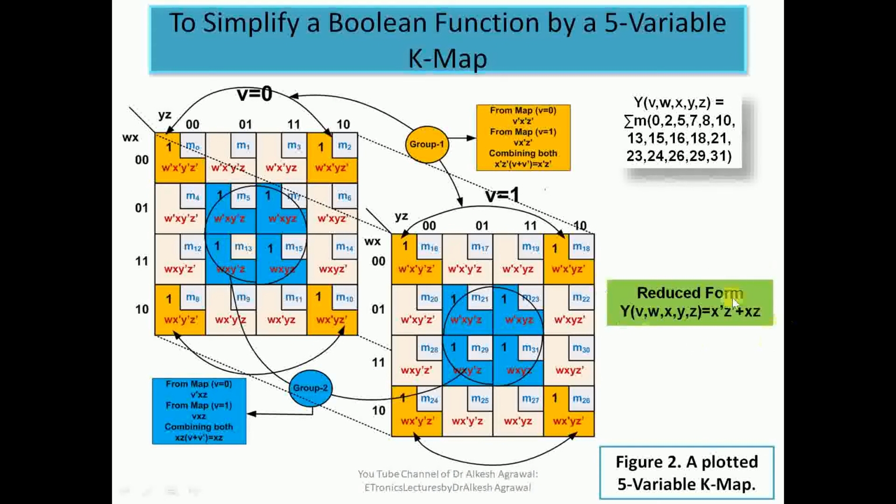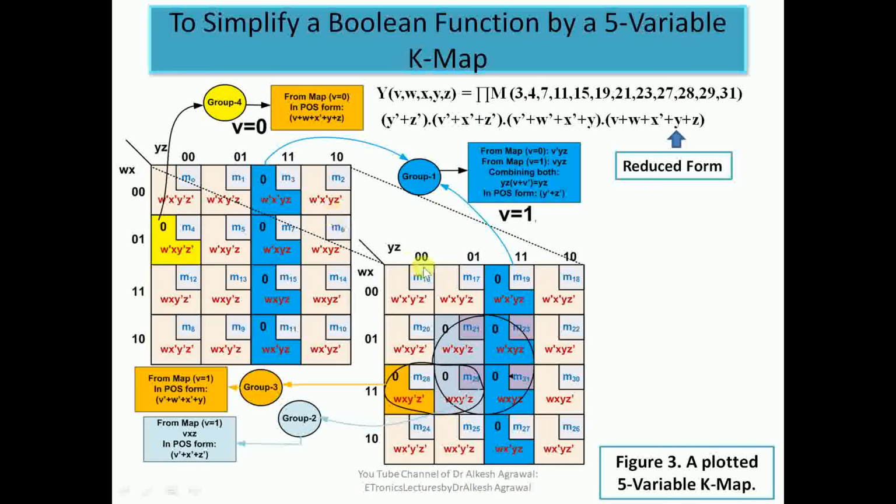So here we got this reduced form out of the two groups, and both groups have minterms from both the maps, v equal to 0 and v equal to 1. So we see that the variable v is eliminated because both the groups are present in both the maps. This is how, with a very simple example, we form two groups combining the minterms from both the maps. Now let us discuss one more example.